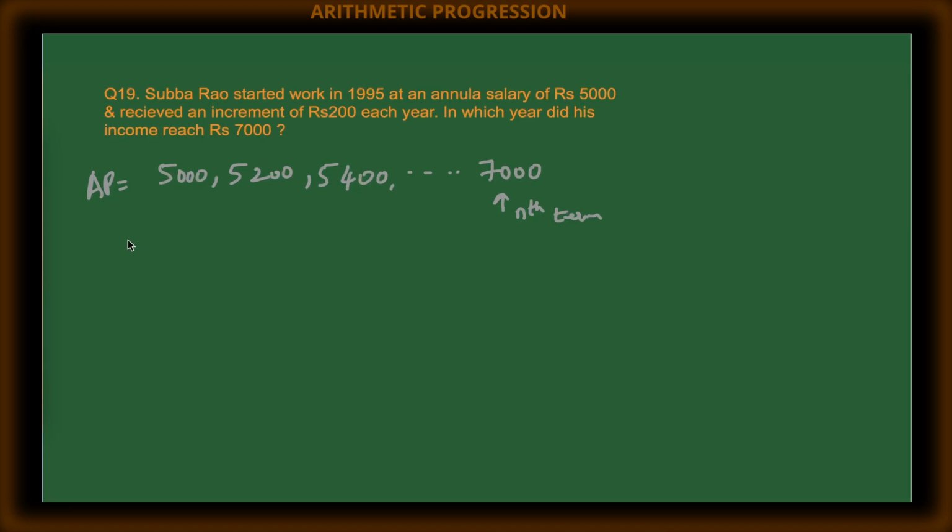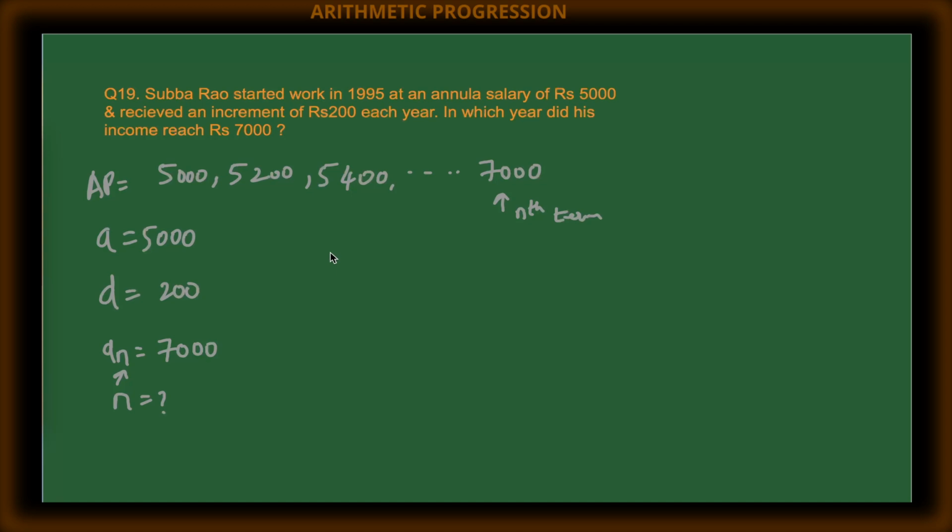So we can use the general formula. Do we have a? Yes, we have a, 5,000. Do we have the difference? Yes, the difference is 200. If you see 5,200 minus 5,000, it becomes 200. So every year increment, the common difference is 200, between each successive number. Do we have an? Yes, we have an, which is 7,000. n is what we need to find here.